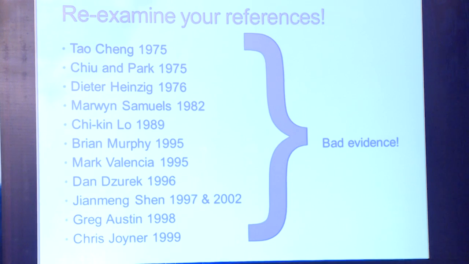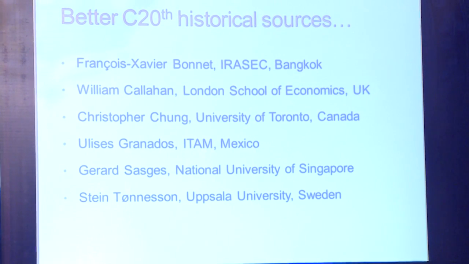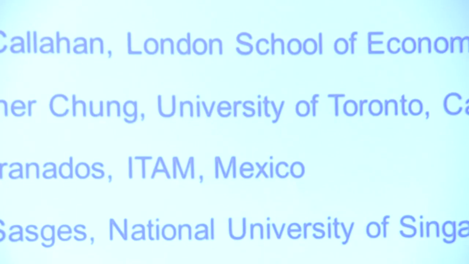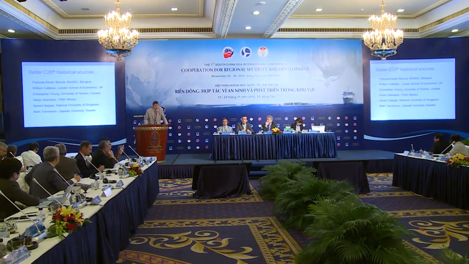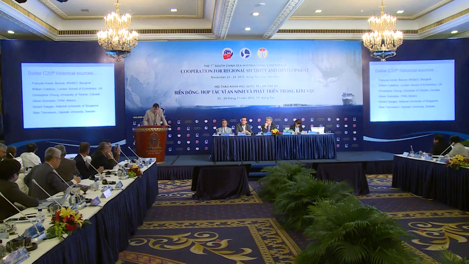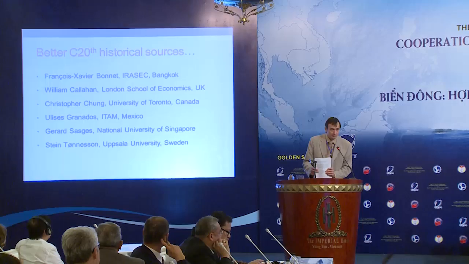I would say if you want to write about maritime history in the 20th century, you need to be looking at these people. Christopher Chung, Chinese-Canadian PhD student, University of Toronto, doing fabulous work inside the ROC archives. He will show you conclusively that the U-shaped line was never meant to enclose the waters. It was only meant to indicate which islands China was claiming. So, it's no longer good enough for people to rely on those same old sources. It's time to move on, folks.